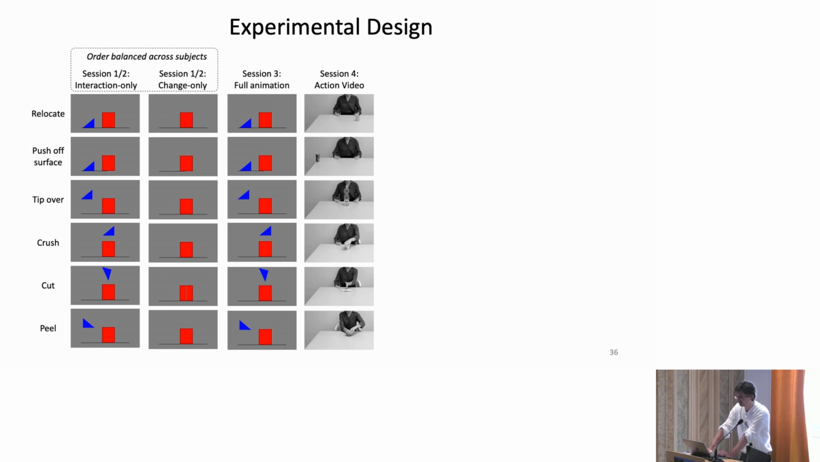So here you see a full overview of the stimuli. We first showed the interaction-only animations in which a triangle makes contact with the object from the top or from the side, or with a flat or sharp side. Then we had the object change-only animations in which the rectangle changes its location or shape. And finally, the full animations, and in the last session, the corresponding actions. So the order was chosen here to minimize learning effects.